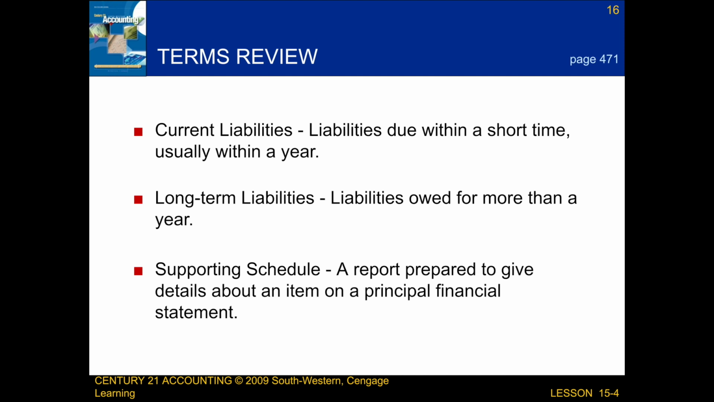Alright, so there are a few key terms that I'd like to go over before we start the accounting part of this lesson. So current liabilities are liabilities that are due within a short period of time, usually within a year. Long-term liabilities are liabilities that are owed for more than a year. And a supporting schedule is a report that is prepared to give details about an item on a principal financial statement.